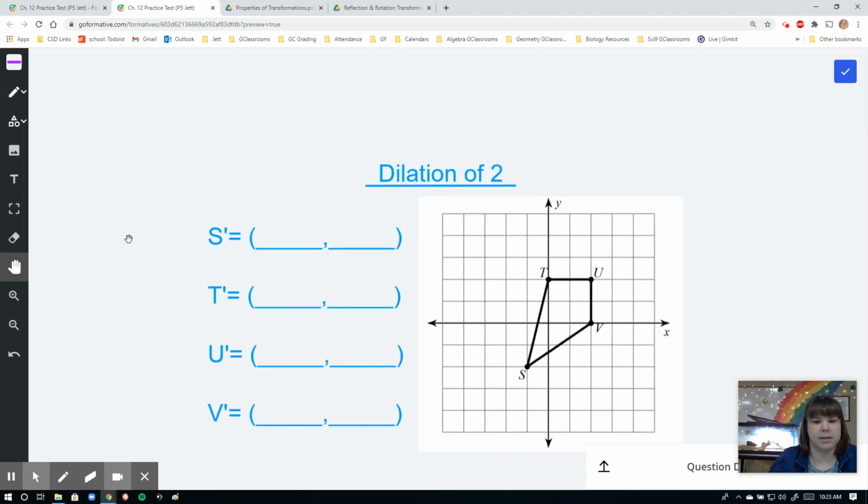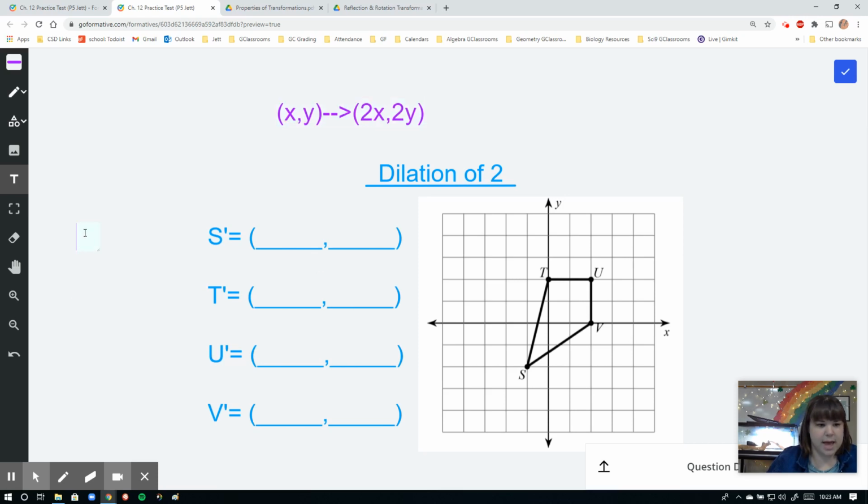Change some of my settings. There we go. So what we're going to do is we're going to take x and y, and we're going to change it so that it's 2 times whatever the x value is and 2 times whatever the y value is. So let's go ahead and figure out what these coordinate points are, and then we can multiply it by 2 to get our new image.